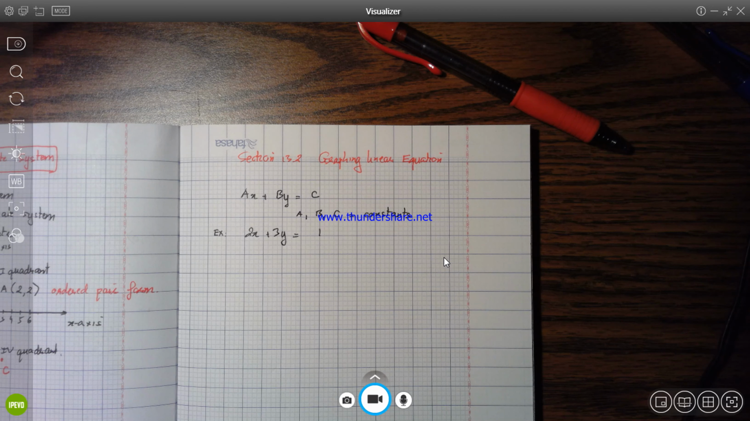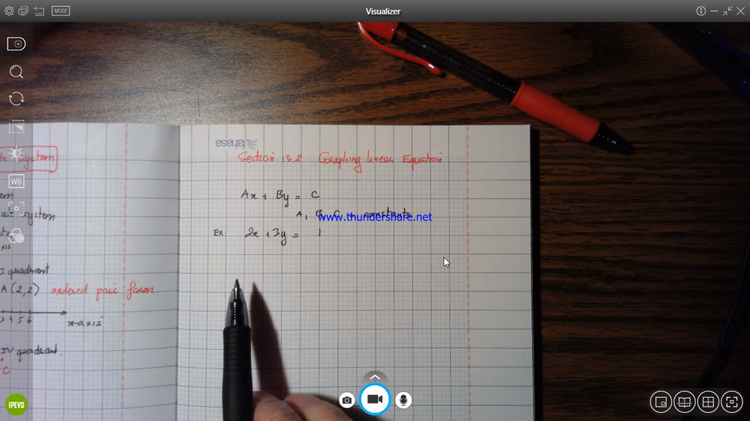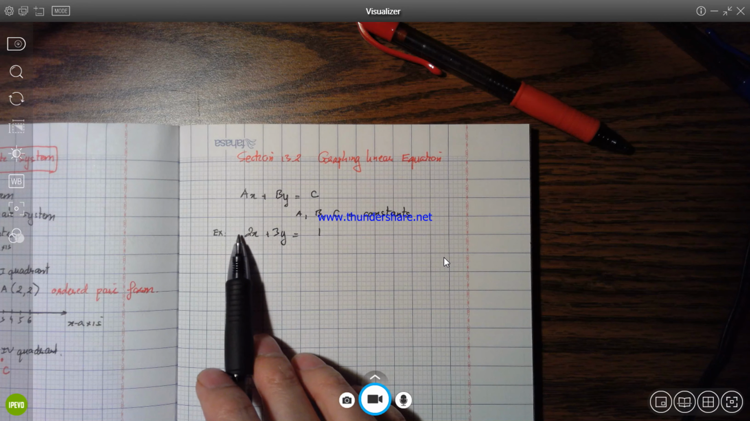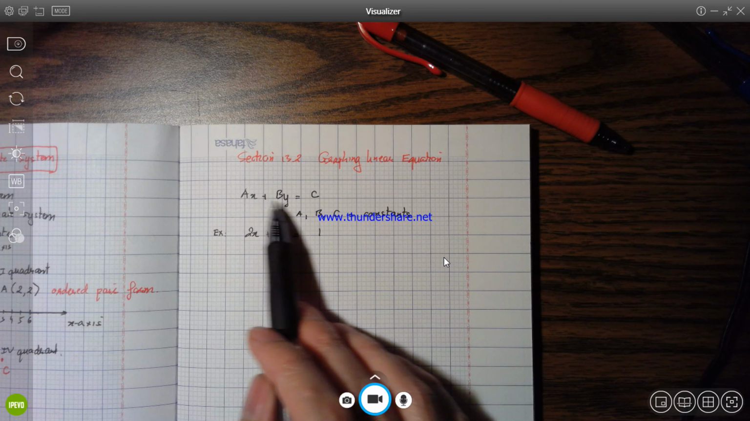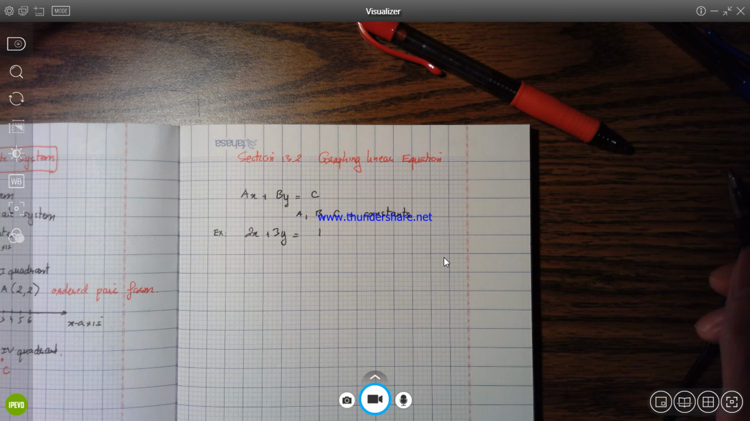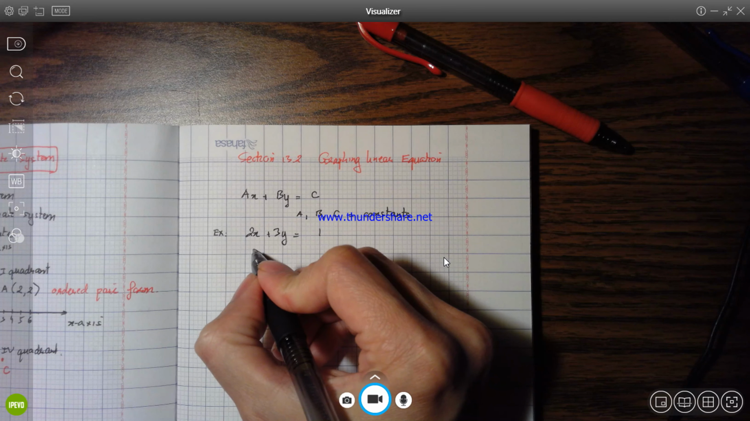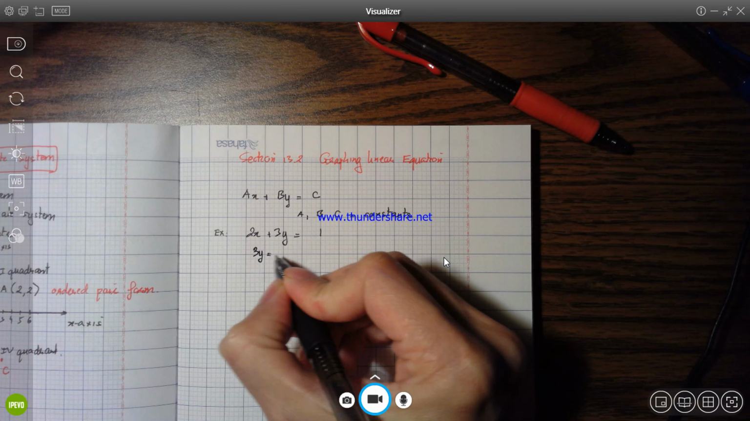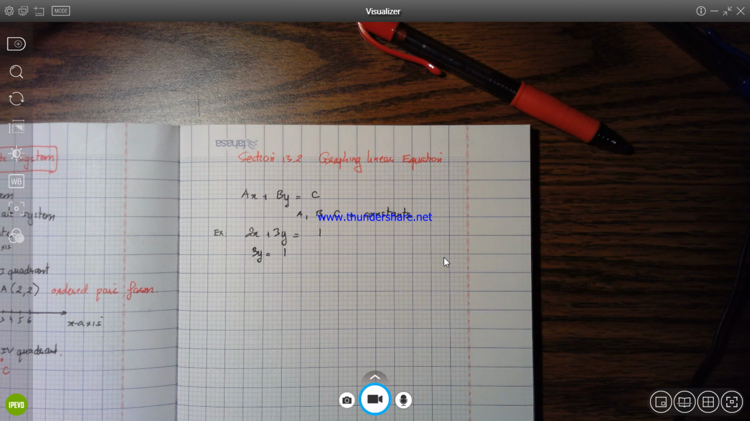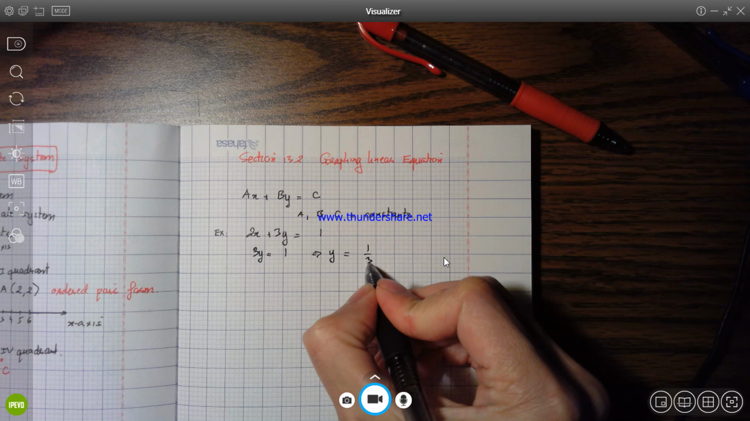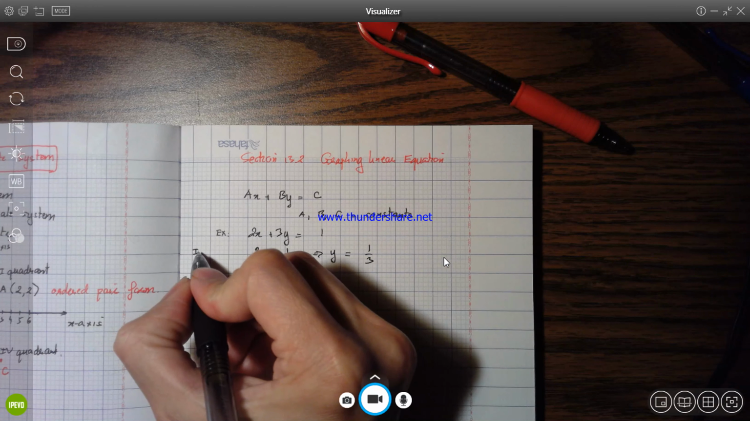But before we go to the graphing part, I'm going to give you a couple more examples of what a linear equation is. You see over here the A, B, C: I have 2, 3, and 1. What if I have a equals 0? Then my equation is just something like 3y equals 1, right? And in that case, we will have y equals 1 over 3.